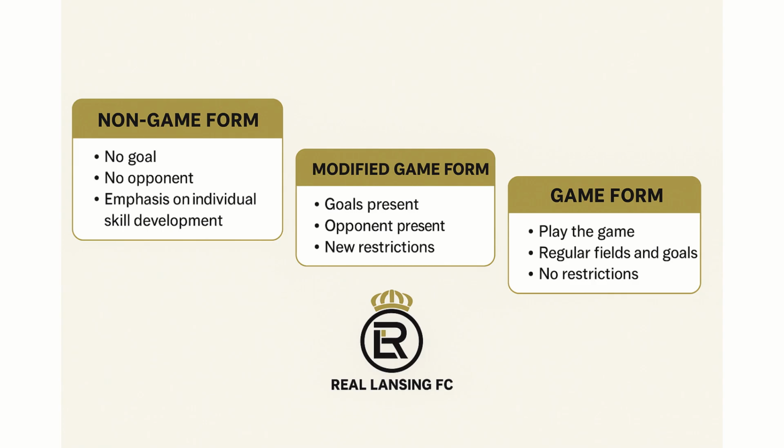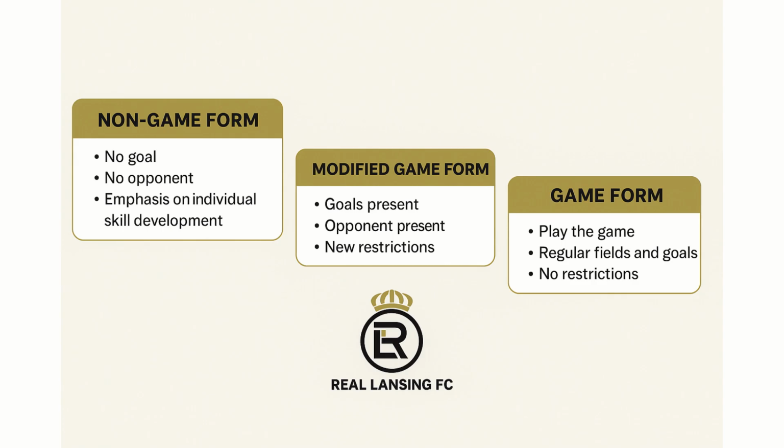After this non-game form, after you get lots of touches, we go to a modified game form. Now, goals are present. It doesn't have to be a large goal. It doesn't have to be 11v11, but they're just going at some target now. Now there should be opponents present. So now there's 2-3 teams involved, and there's restrictions here. There's rules to this game.